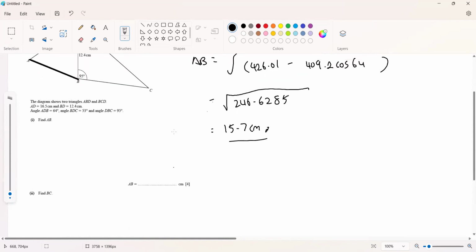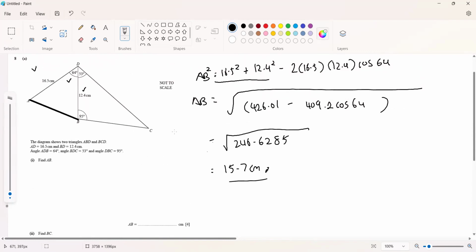So in part 2, find BC. In BC, now we are looking for this portion here. We can find out the angle first. The angle at this portion is just 180 minus 53 minus 95. So 180, 53, 95. That will give us 32 degrees.